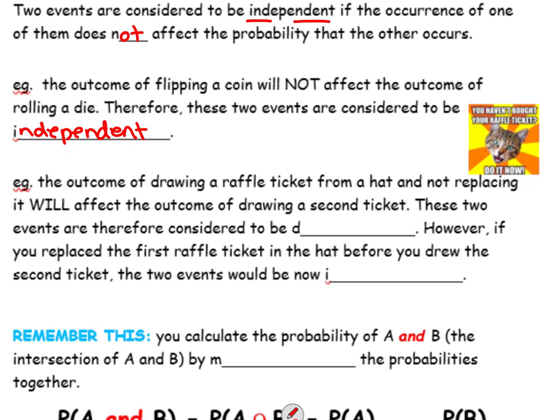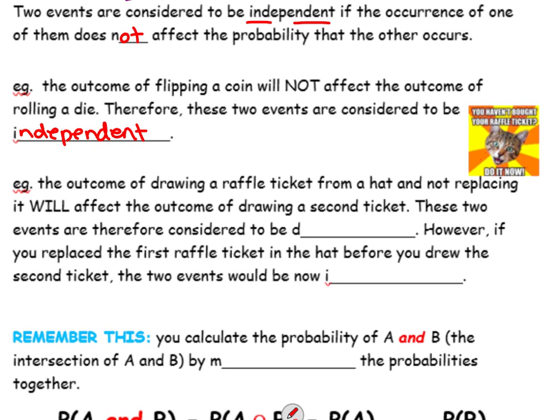Another example is the outcome of drawing a raffle ticket from a hat, and not replacing it. Sorry, this is a different kind of one from independent. The outcome of drawing a raffle ticket from a hat and not replacing it will affect the outcome of drawing a second ticket. Because if you took out 1 ticket, you've got fewer tickets in total, so the probability of the next ticket will change. These 2 events are therefore considered to be dependent. So that's an example of an event without replacement.